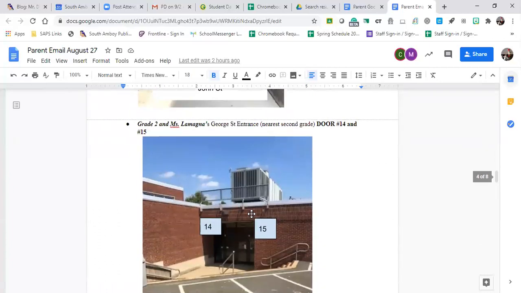Grade 2 and Miss LaMagna's class, you're going to be on George Street. We have the blacktop over here. Door number 14 and 15 is where grade 2 and Miss LaMagna's class will be entering and exiting the building. And the reason that Miss LaMagna and grade 2 are over here is because they literally enter into their hallway. It is the most straightforward, least amount of crossover we can have.